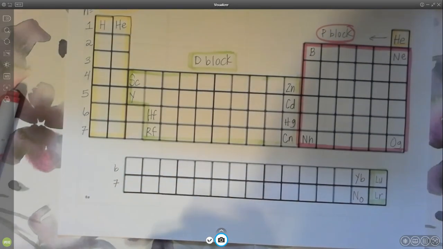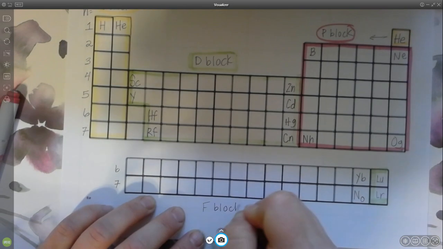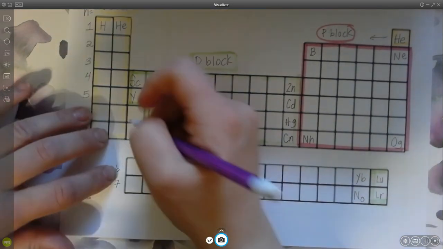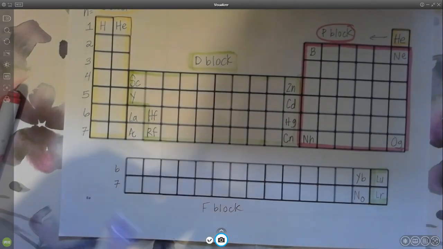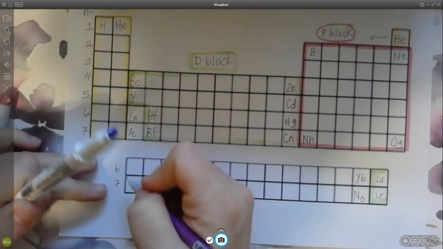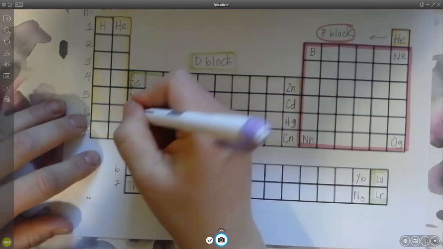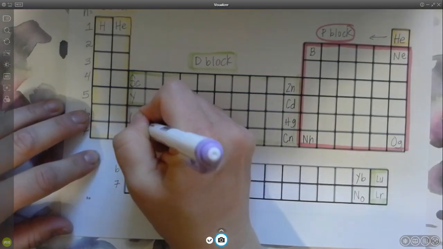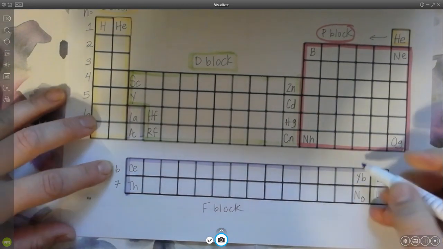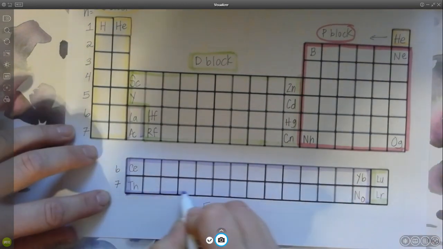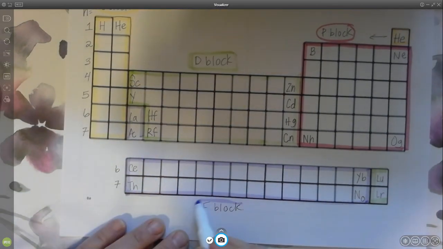Okay, and then finally our F block. And so our F block is going to start up here, La and Ac. I think I'm going to use purple for that. It's going to continue down here, Ce and Th. And so I'm going to include this and this. Okay, and that is our F block.